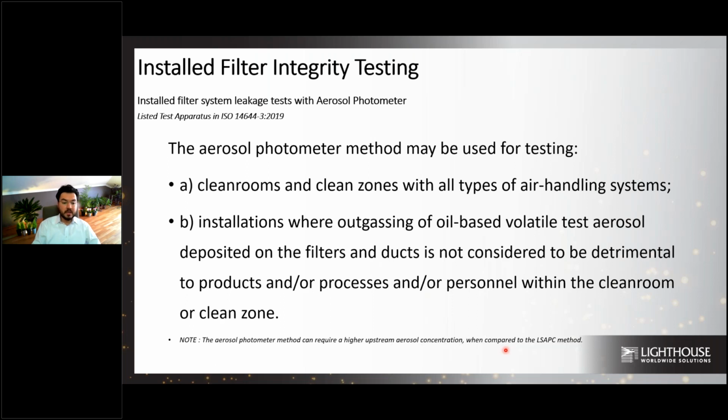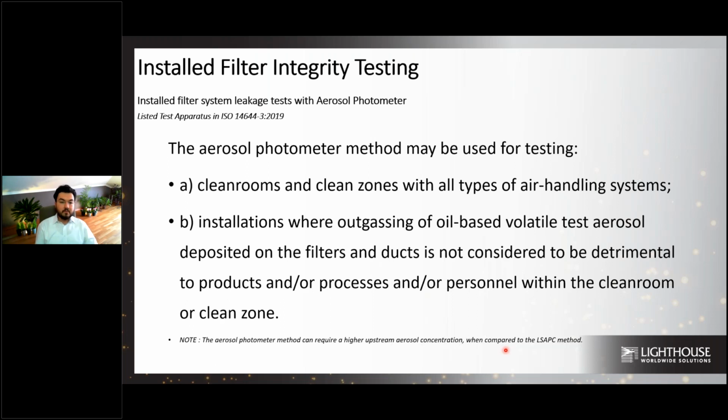In some cases, the aerosol photometer method can require a high upstream concentration compared to the particle counter method. Almost 100 up to 1,000 times more aerosol needs to be generated for aerosol photometers. If this is the case, for example in electronics, where the system is quite sensitive to the aerosol mineral oil that you are using for testing of your HEPA filters, you have to use the particle counter method, which we will describe later on.